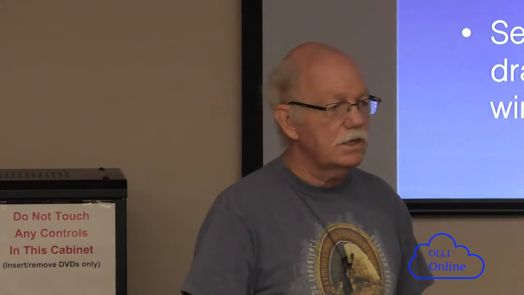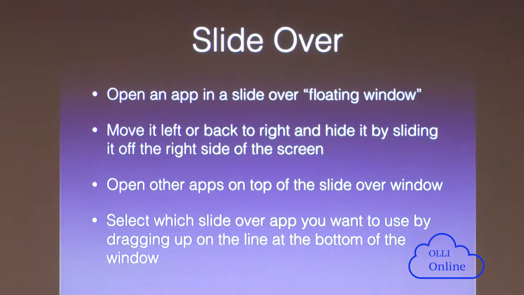Now, slide over works a little bit differently. And here you're going to have to sit and think a little bit. You can open an app over an app you're working on, and it has a window floating on top. It doesn't take the screen, half the screen or whatever, it's just floating. And you can move it to the left side or the right side, and you can hide it by throwing it off to the right. Not to the left, you can throw it off to the right. If you open other apps on top of that slide over, you can then bounce back and forth between those, and I'll show you that. So let's go demonstrate that.